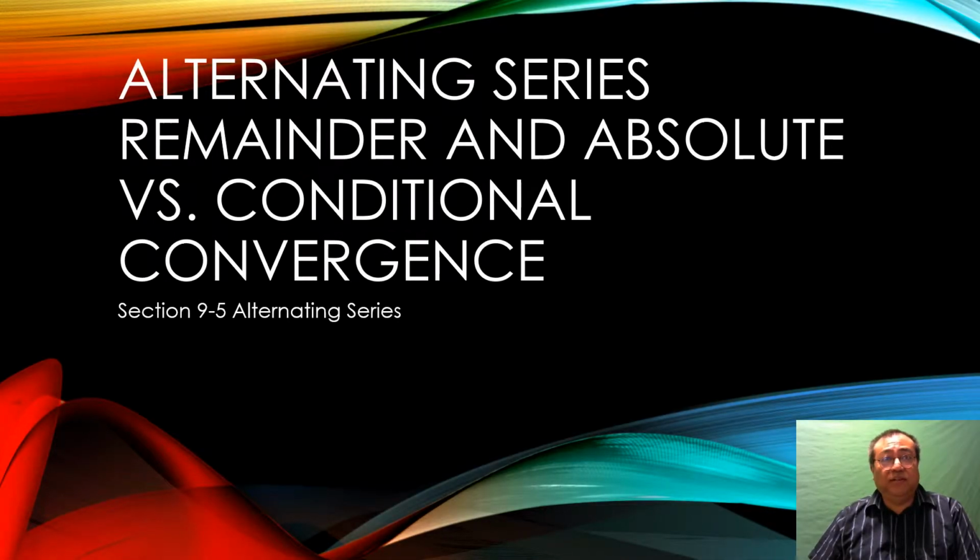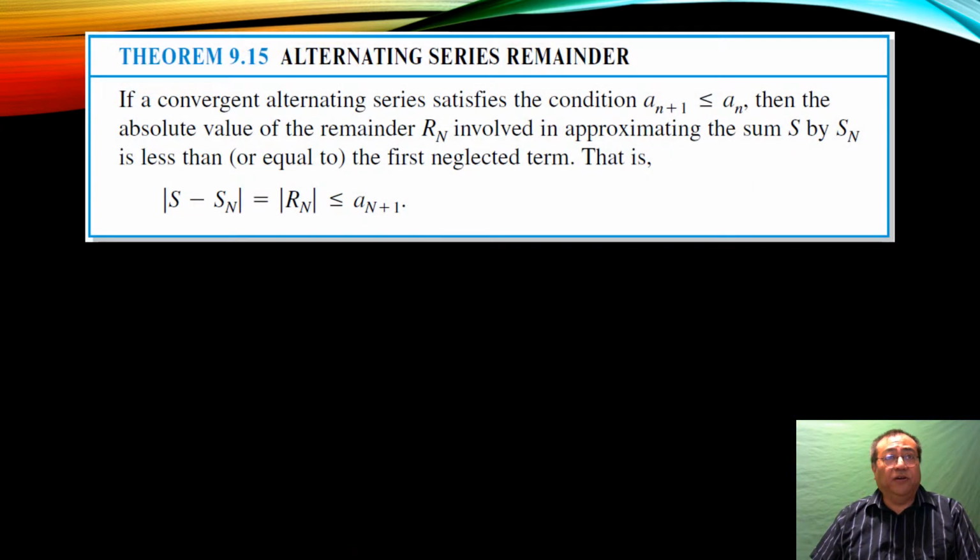Section 5, alternating series. This is the second video. We're looking at the alternating series remainder and absolute versus conditional convergence. So, the alternating series remainder.